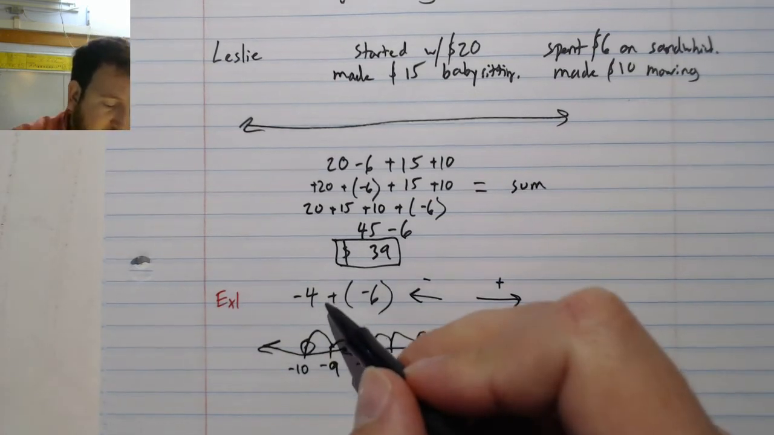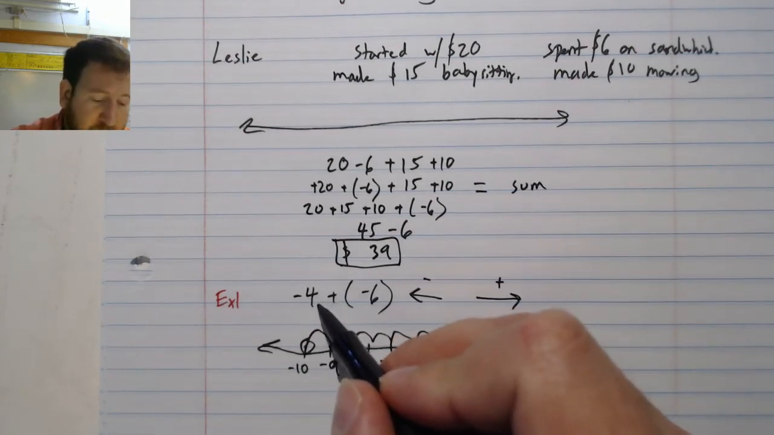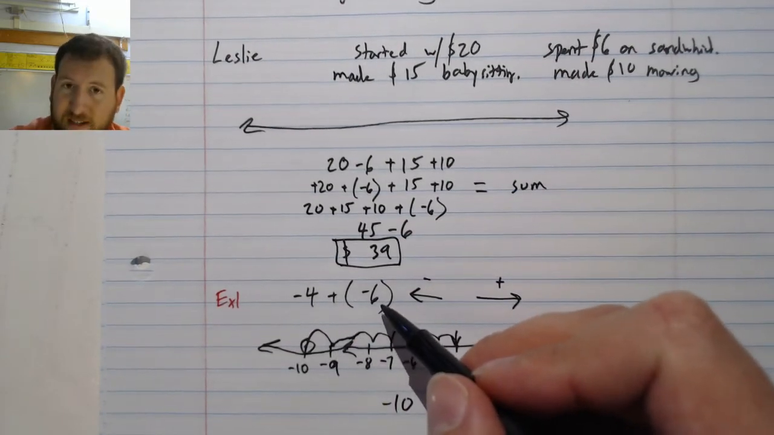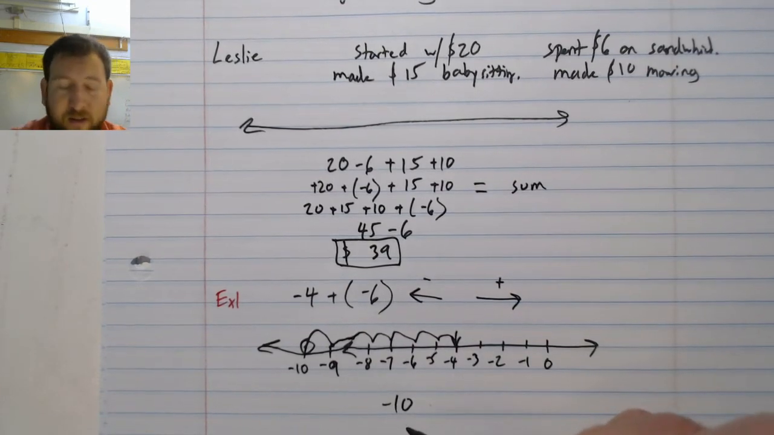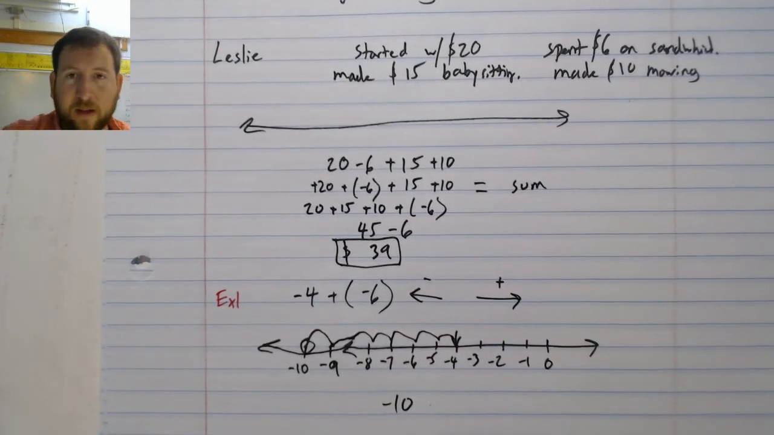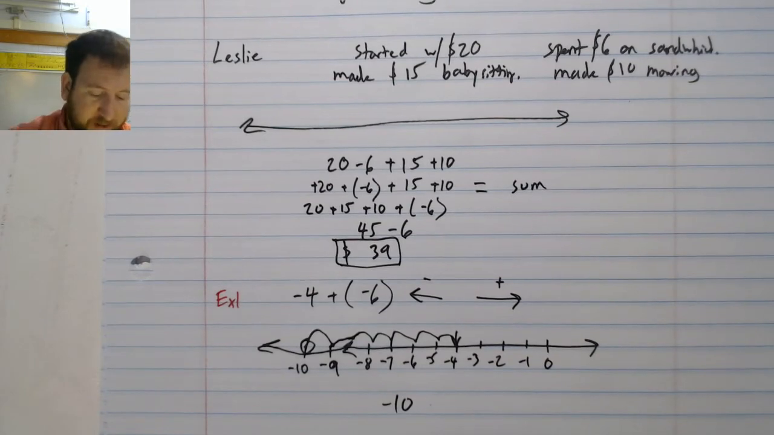Okay, I owe someone $4 and I owe someone else $6. How much total money do I owe? I owe $10. I'm not in a good space. I should probably settle my debts before the debt collectors start coming.